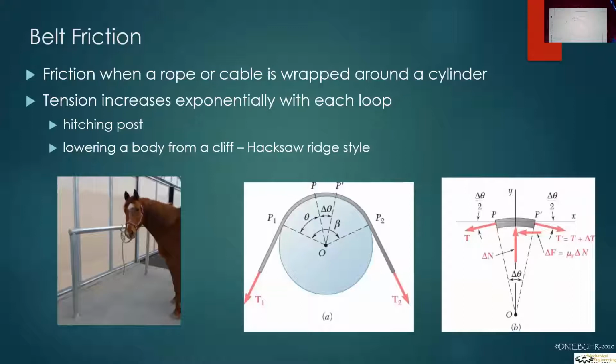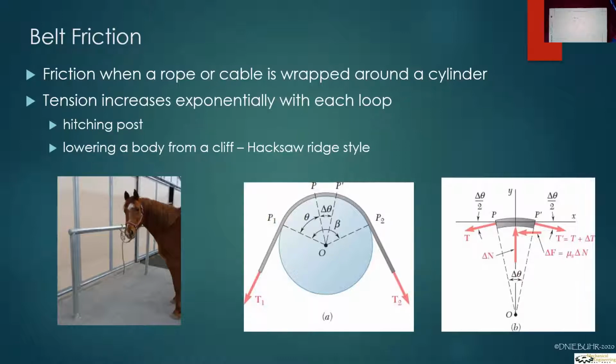So belt friction or rope friction, however you want to describe it, is the friction that's produced when you wrap a cable or a rope around a cylindrical object. And so if you think of a horse, you can wrap the bridle rope around a pole or a hitching post, whatever. And if you wrap it around several times, then it actually is quite difficult for it to be pulled.